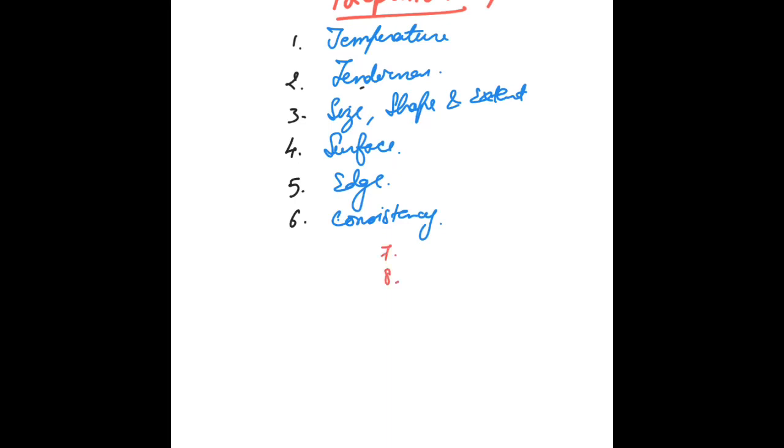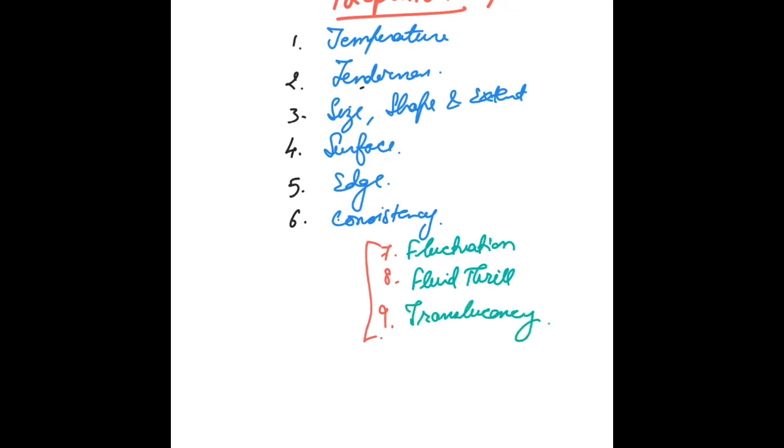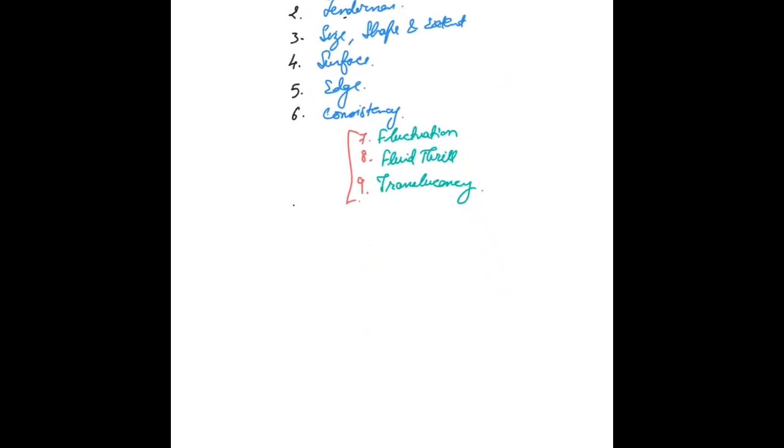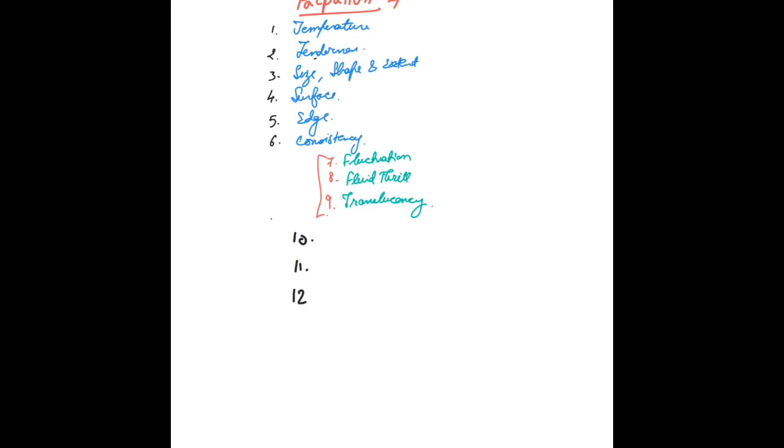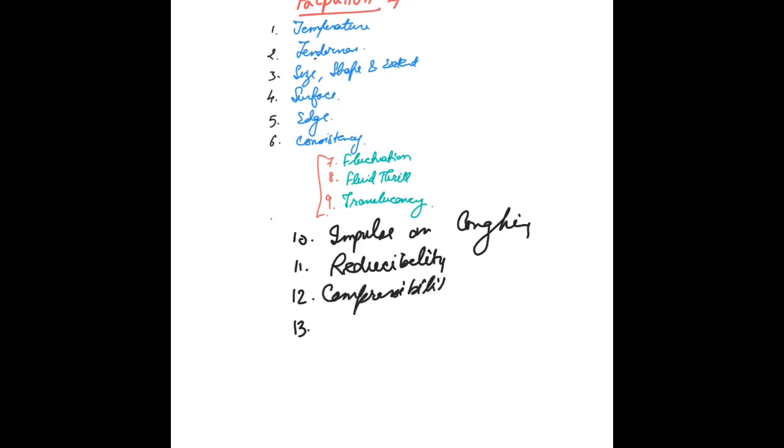The next 3 points are mainly tested in swellings that are cystic and contain fluid, and those tests are fluctuation, fluid thrill and translucency. Now, the other 4 tests include impulse on coughing, reducibility, compressibility, and pulsatility.